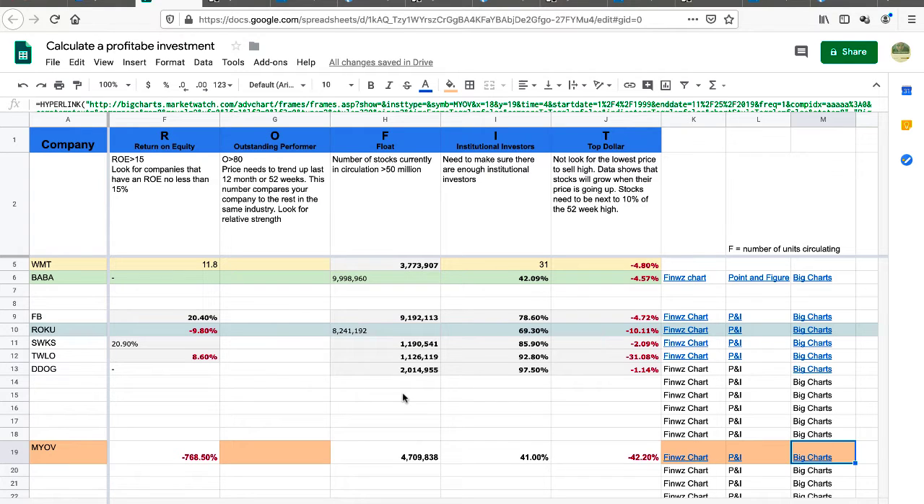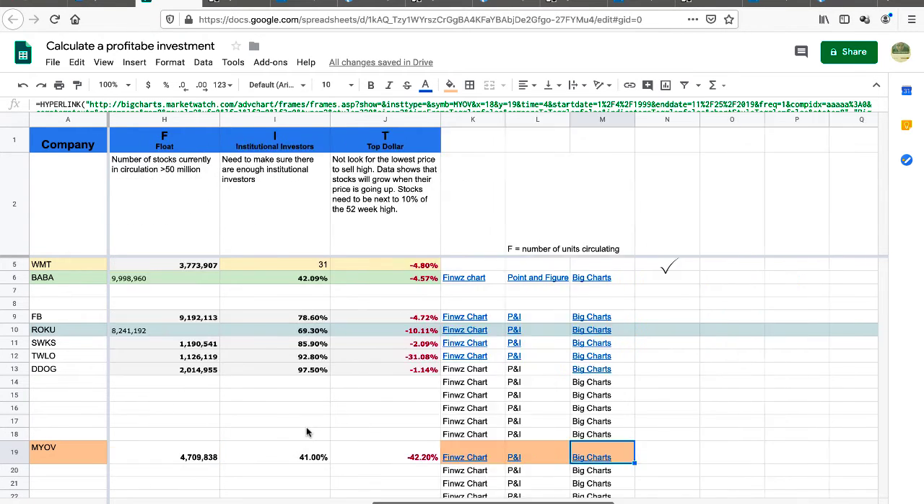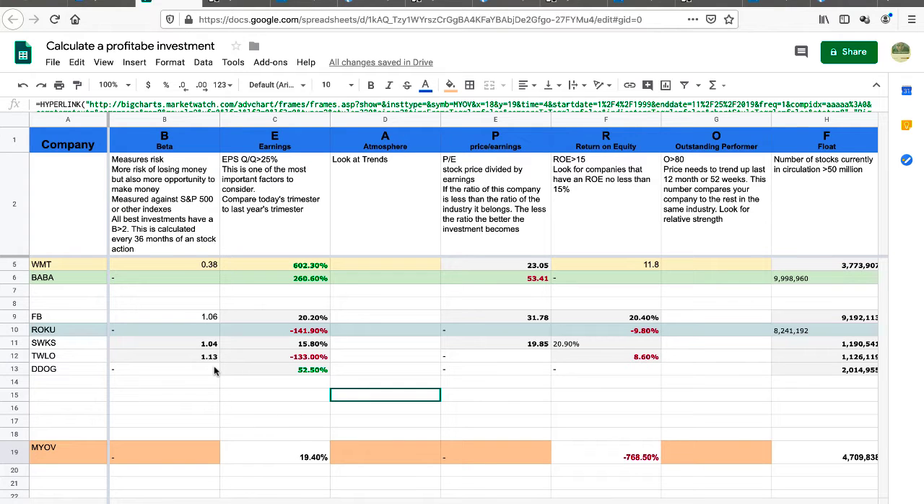Okay, so one of the things that we wanted to go more in depth was how to understand charts. So here we're gonna see three different charts: Finviz chart, Pointing Index chart, and BigCharts. We're gonna use some of the investments already that some of us are following, so we can understand these charts a little bit better.